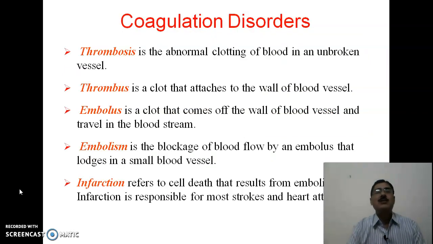Now let us discuss the various coagulation disorders. The thrombosis. What is thrombosis? It is the abnormal clotting of blood in unbroken vessels. It can lead to a heart attack if the thrombus is trapped in the coronary artery, the artery which supplies blood to the heart. The thrombus is a clot that attaches to the wall of the blood vessels.